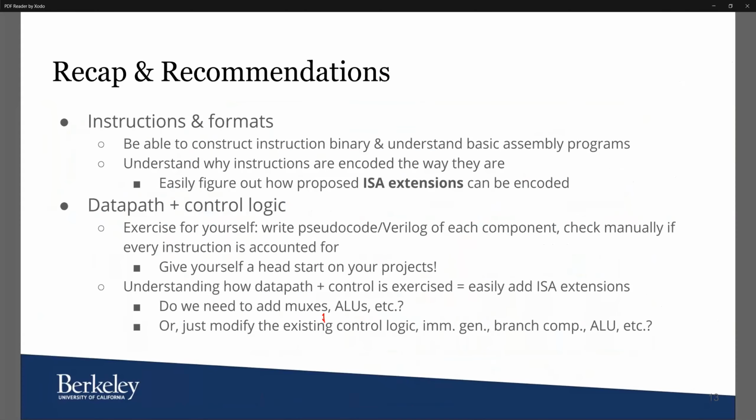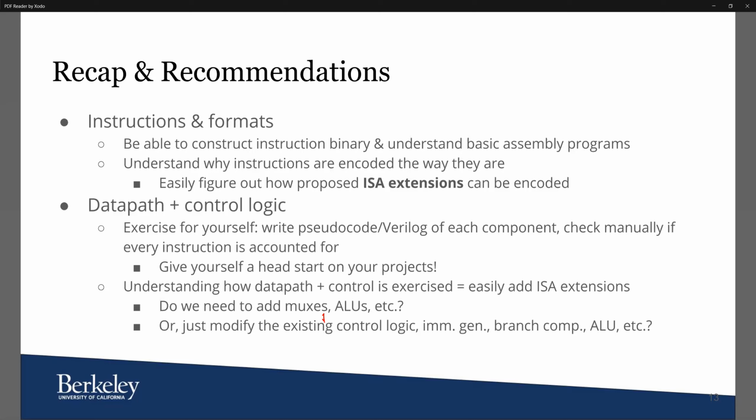Okay. So we're almost out of time. I just want to recap and make some recommendations for you. Again, instructions and formats are very important. You want to be able to construct the instruction binary and understand basic assembly programs, so that's for homework mostly. And then understand why the instructions are encoded the way they are. By doing that, you can figure out how proposed ISA extensions can be encoded based on what inputs you need. The other part of it is you need to understand the data path and control logic.